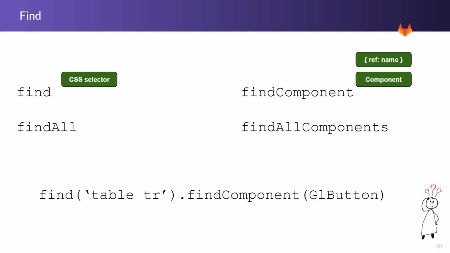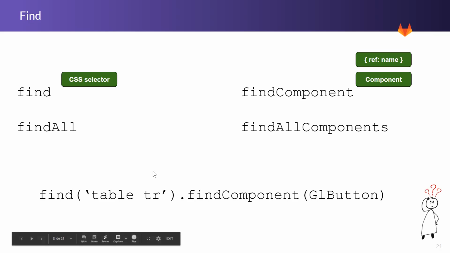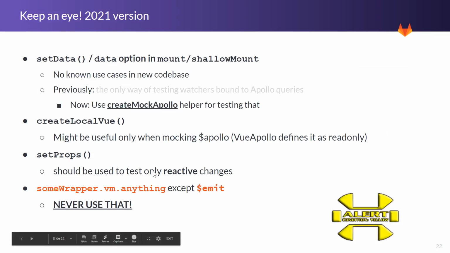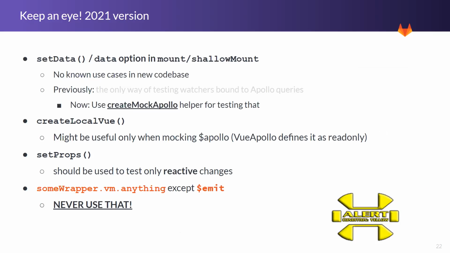We are going to have kind of automated migration after this issue is solved, to change all our find to find component where it is relevant. And not closely connected to Vue test-utils update, but it's time to revisit what you should keep an eye on when you're reviewing or writing the code.